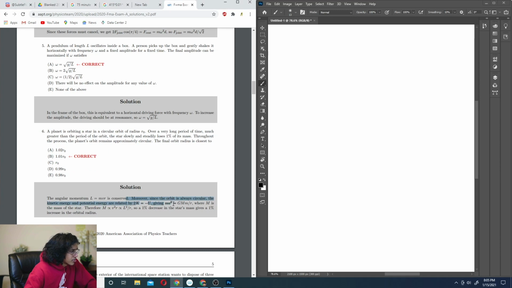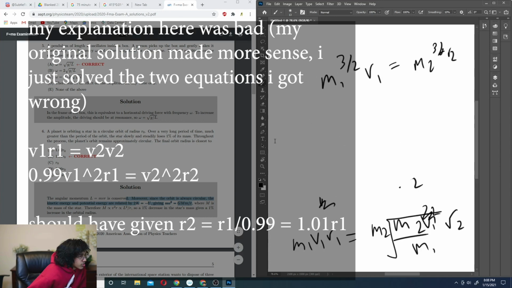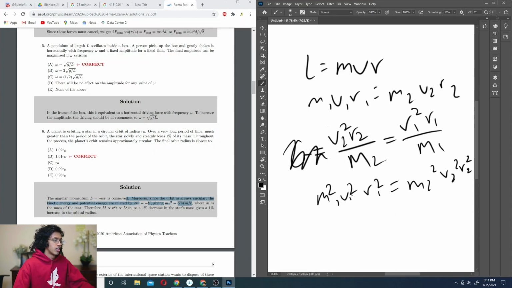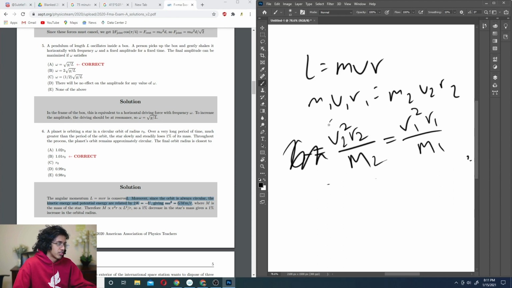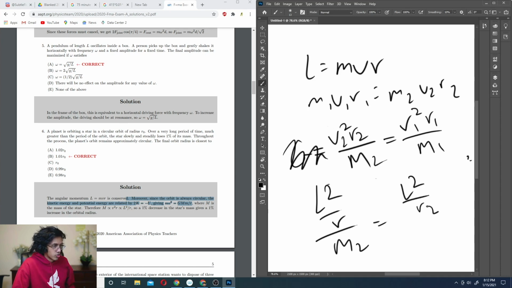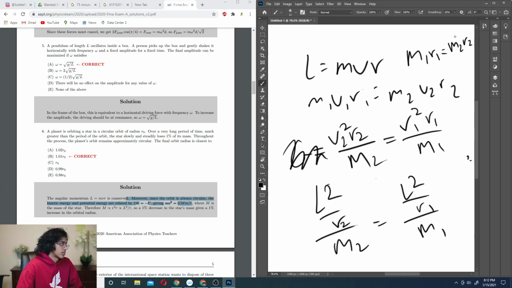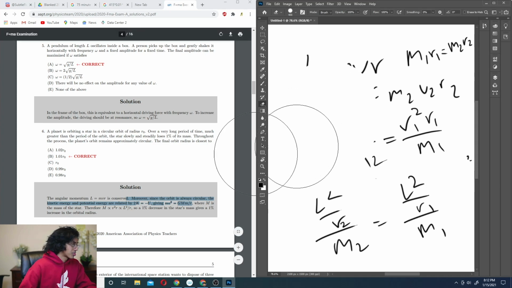Alright, 6B, hold up. Okay, this is right. Wait, this is what I did, right? Bro, this is really what I did and I got it wrong. Okay, hold up. Oh, okay, I see what it's saying. So it's basically just saying that this part is L squared over R over M2 is equal to L squared over R1 over M1. And then you basically just get that M1 R1 is equal to M2 R2. So if you increase the mass or decrease the mass, then R has to increase. Okay, that makes sense.